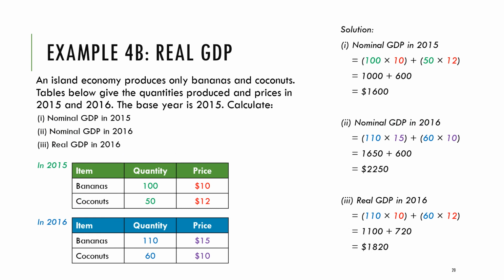In part 1 of this example, nominal GDP in 2015 uses 2015 prices and quantities to calculate the final production value of this island.